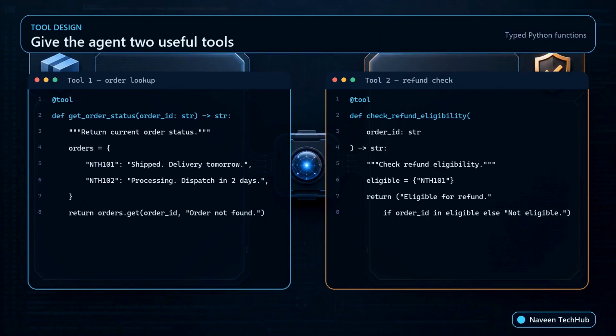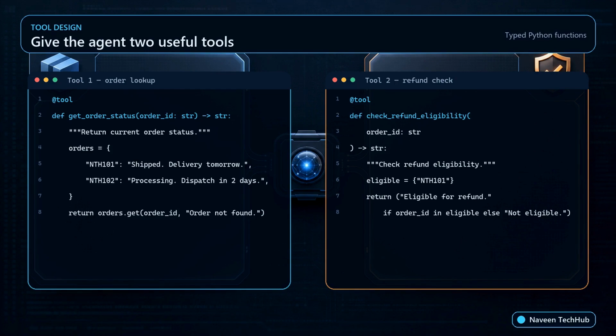Now we create two tools. The first returns an order's current status. The second checks refund eligibility. For a quick demo, both functions use mock data. In a real application, these functions would call your database or order management API.